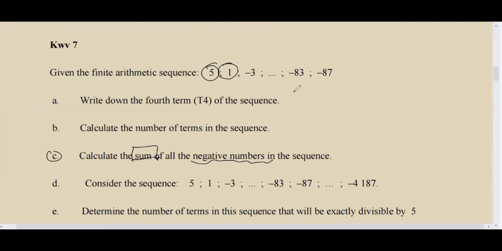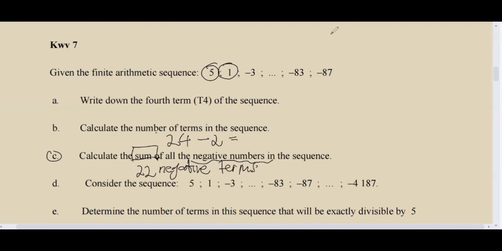So if we are to calculate the sum of all the negative numbers in the sequence, we need to know how many negative numbers are in the sequence. We had calculated that the number of terms in this sequence was 24, including these 2. If we are only looking for the negative numbers, we say 24 minus 2, then we'll only be left with 22 negative terms, right? So we have 22 negative terms.